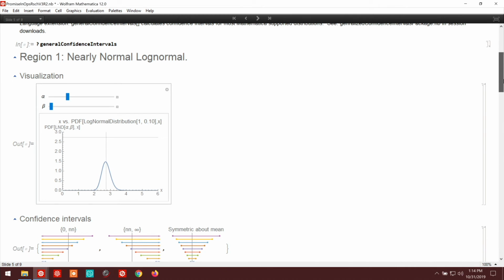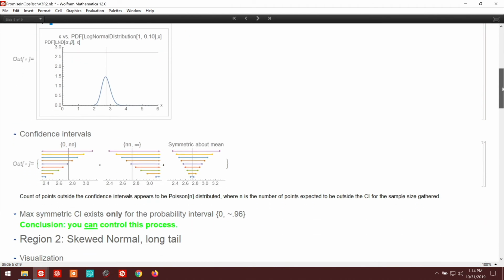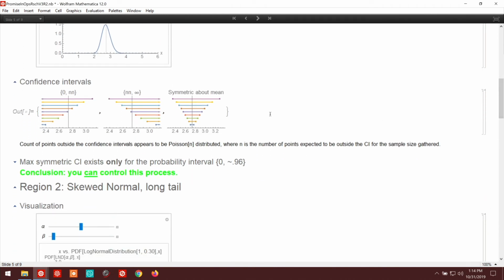In this one, the peak is just a little bit to the left of the mean. The mean's the vertical gray line. And the thick tail is off to the right. Now, what we find here, just a sec, there we are. What we find here is that, okay, I have to explain the confidence interval charts.